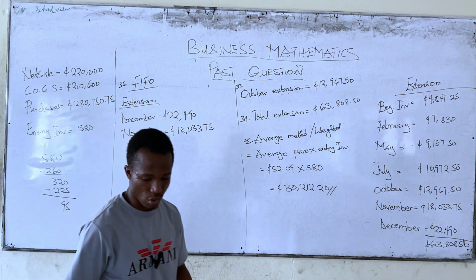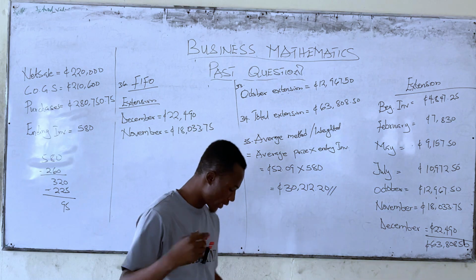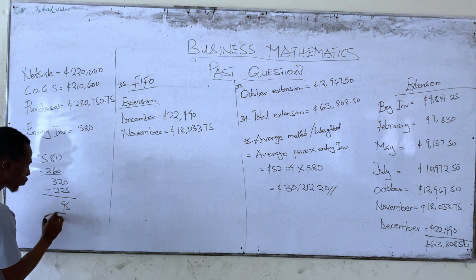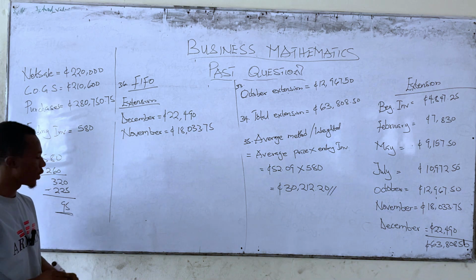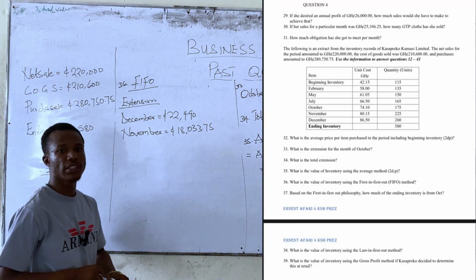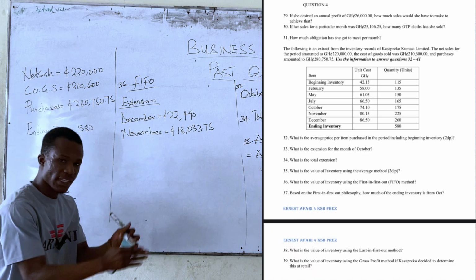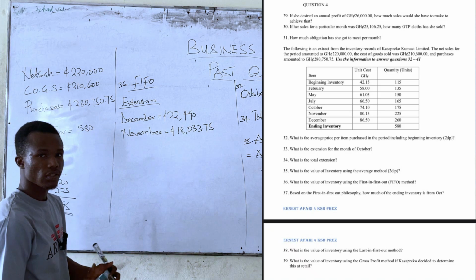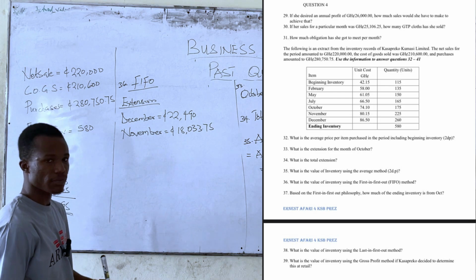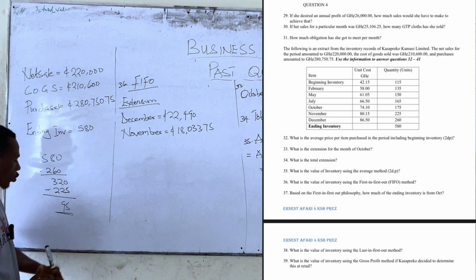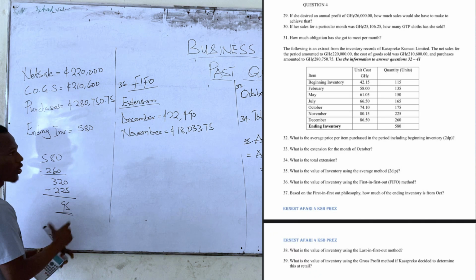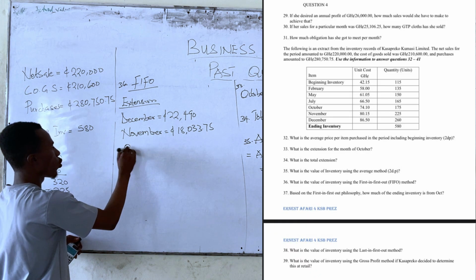Now let's check October. October is 175, but we are left with only 95. So we cannot use that 175 because some parts of the 175 have been what? Sold. Do you get it? Some part of the 175 have already been what? Sold. So what we just need here is what? The 95 here. Okay. So we are going to say October.